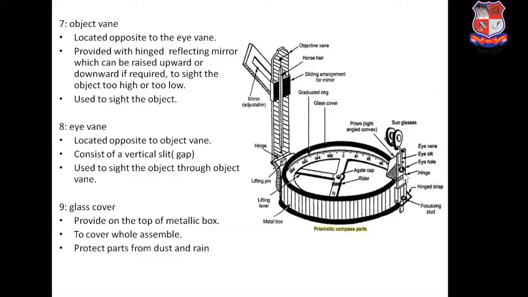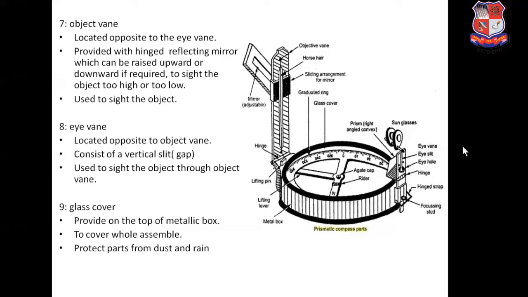In the eye vane, one eye hole is also provided at the bottom of the eye slit. So this eye hole is used to read the graduated ring, meaning the bearing of the prismatic compass, by using this prism assembly.